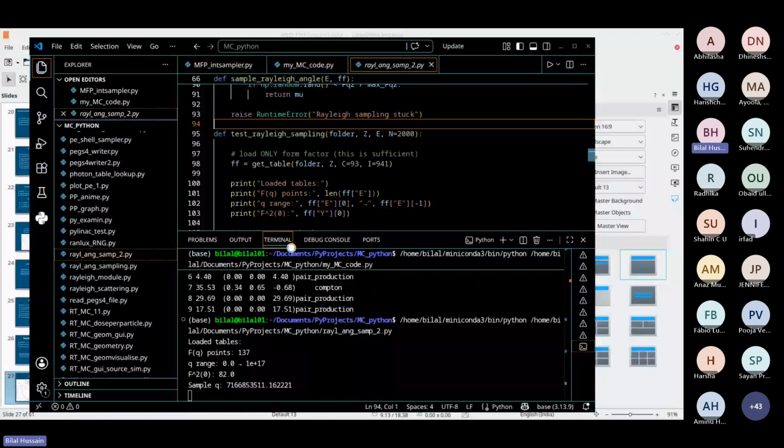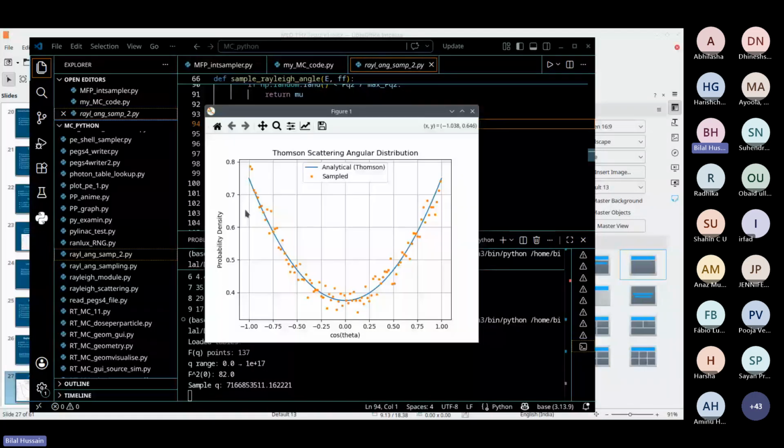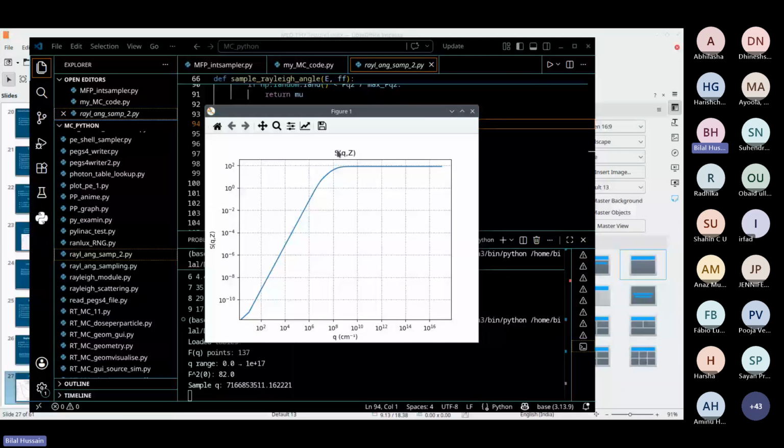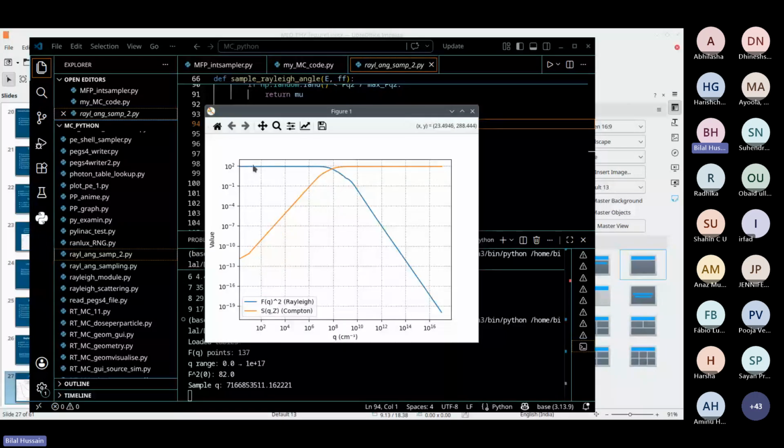By the Python method also it is showing the same type of graph. These are sample values. This is the actual value, the analytical value. These dots are actually showing the sampling method. The sample is also almost going near that one. So that is also there. This will come a little later. SQ value. SQ is a scattering component, and this is the FQ value. One is the FQ squared value, the other the SQ squared value.